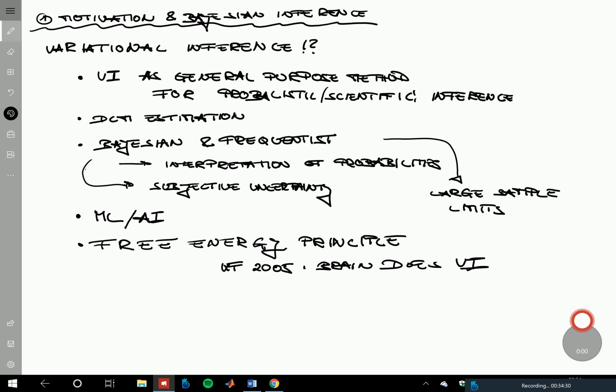So the brain does variational inference or variational Bayes, and since then he has been developing this idea and looked into its ramifications for both perception and for action, where it's then called active inference. And the idea is that variational inference is used to solve partially observable Markov decision processes or their continuous counterparts. That's the free energy principle.